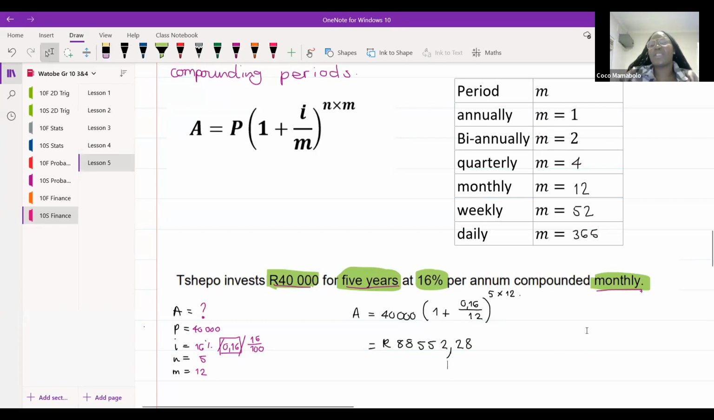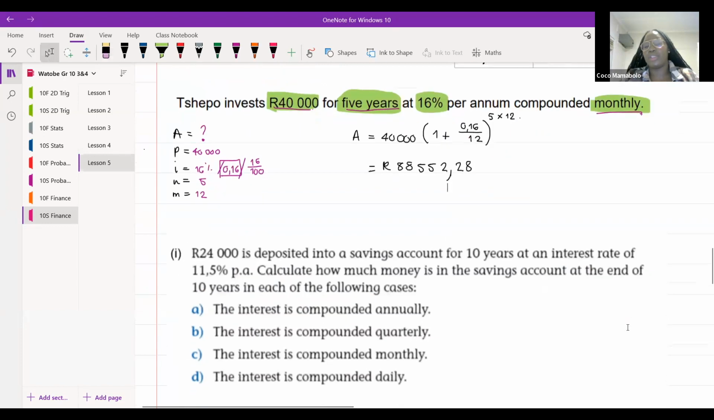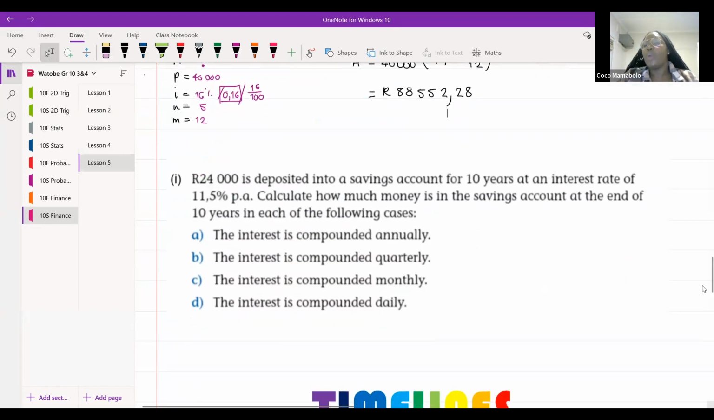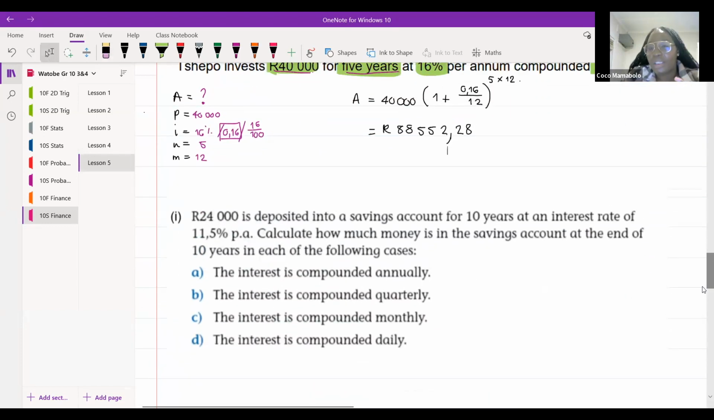All right, let's get into an example of your own, guys. I want you to try this. We're going to be using the same values over and over. We know that we're calculating for A in all of these. Our P is going to be the same, our I is going to be the same, our N is going to be the same. The only thing that's going to change is our M, because from A to B to C to D, our M is going to change.